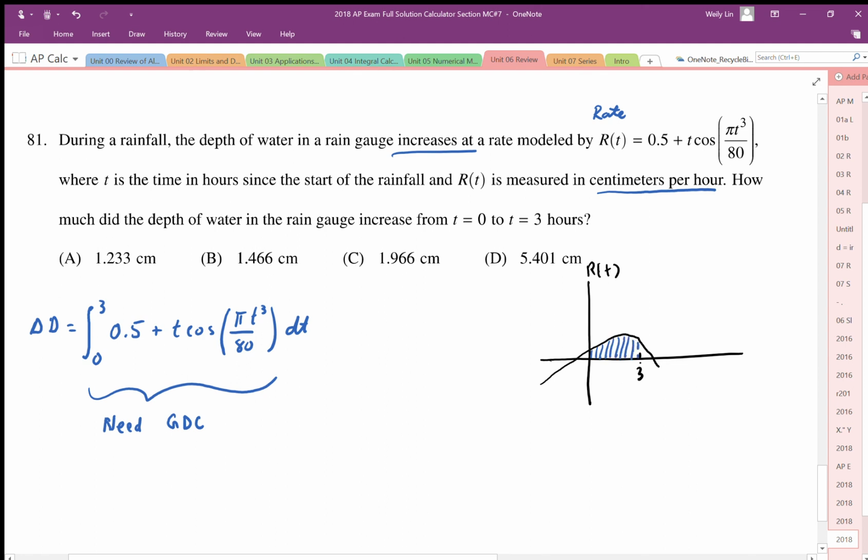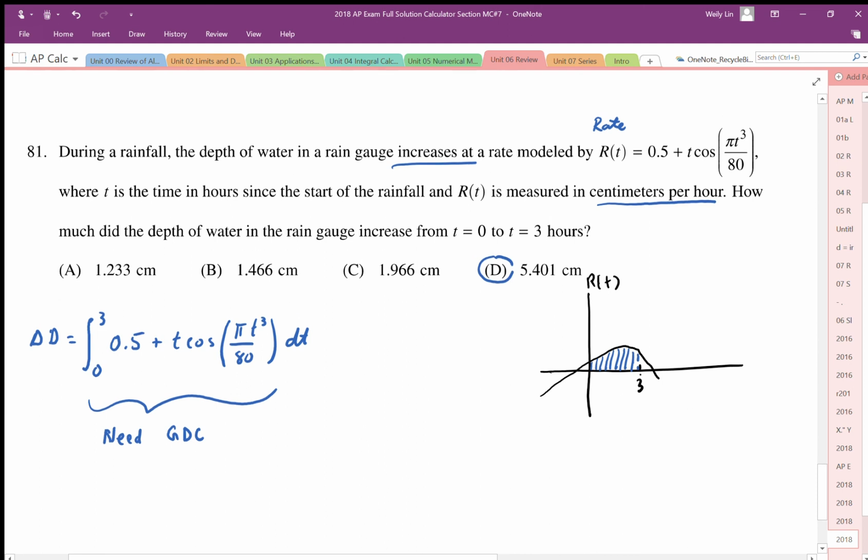When I plug that into the calculator, I end up with the amount of rainfall from 0 to 3. It looks like it is 5.01. That would be the amount of rain that has fallen, accumulated from time equals 0 to time equals 3 hours.